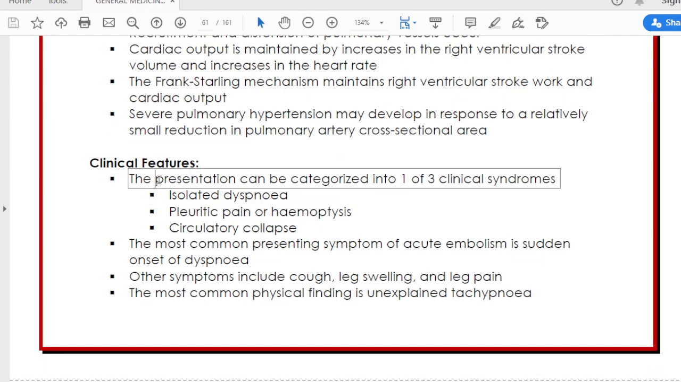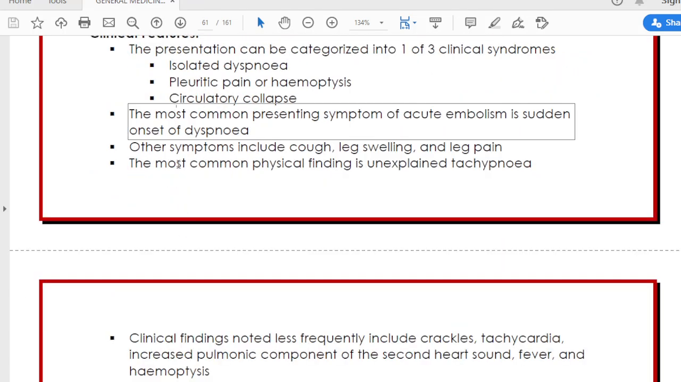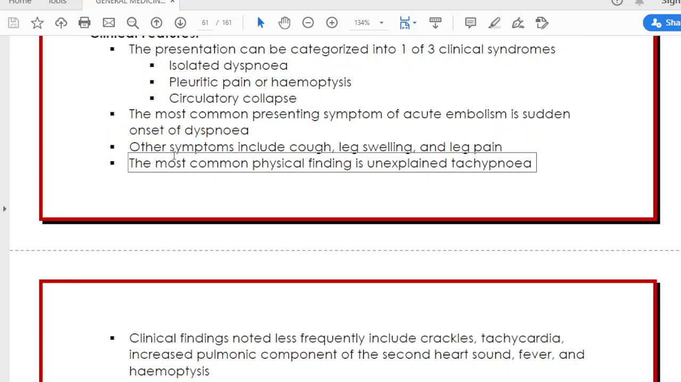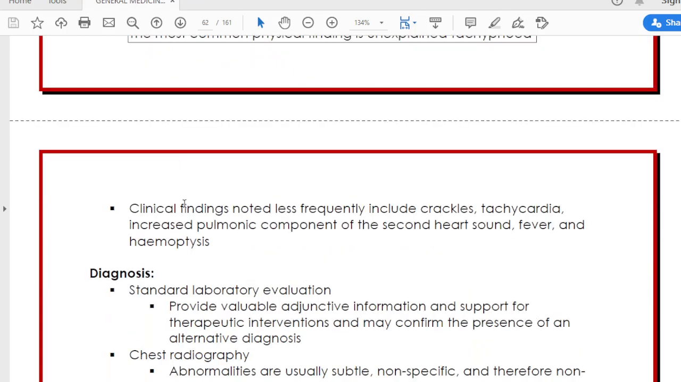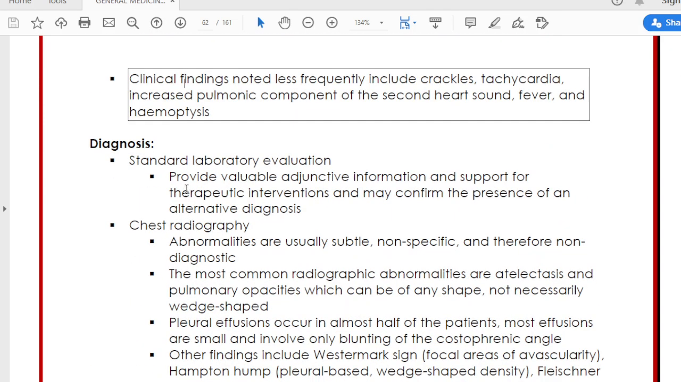Clinical features. The presentation can be categorized into one of 3 clinical syndromes. Isolated dyspnoea, pleuritic pain or hemoptysis. Circulatory collapse. The most common presenting symptom of acute embolism is sudden onset of dyspnoea. Other symptoms include cough, leg swelling, and leg pain. The most common physical finding is unexplained tachypnoea. Clinical findings noted less frequently include crackles, tachycardia, increased pulmonic component of the second heart sound, fever, and hemoptysis.